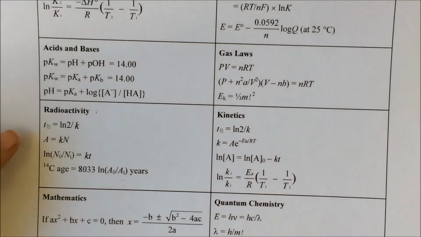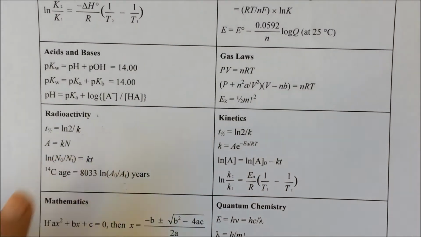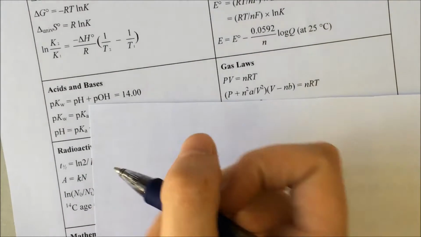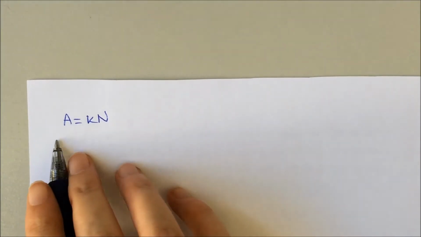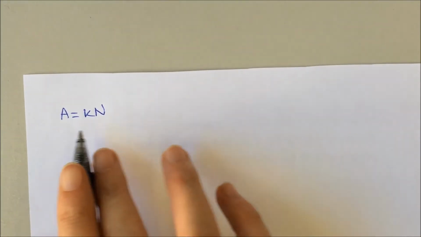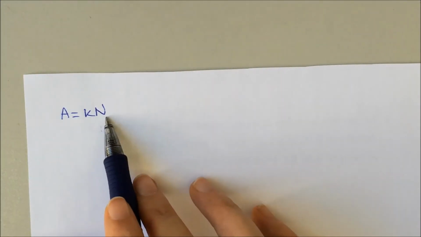The next equation on our sheet relates A, the activity, to K, the radioactive decay constant. Now remember here that the activity and the decay constant will have the same units. They're just related by the number of nuclei, which doesn't have a unit. This N here is the number of nuclei, not the number of moles.